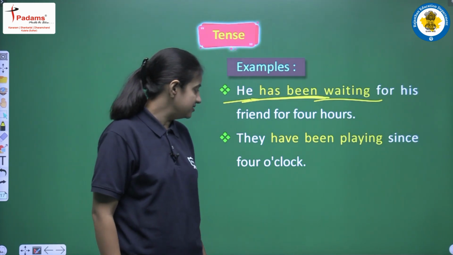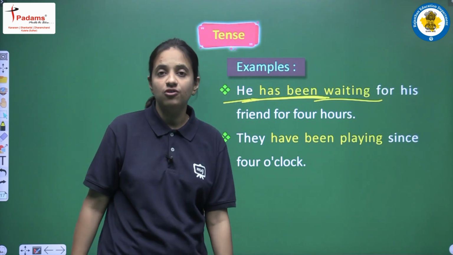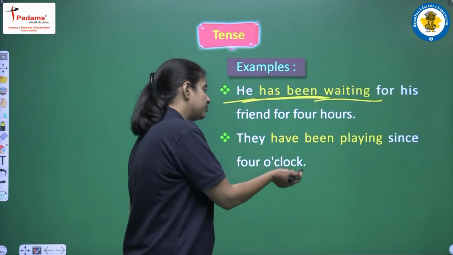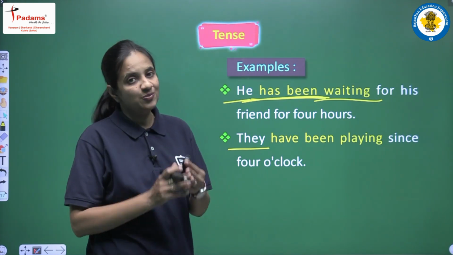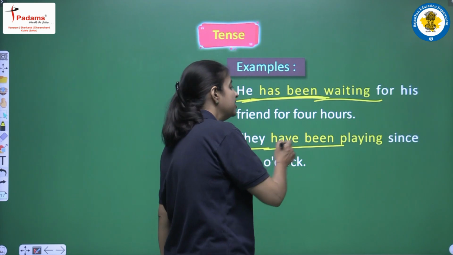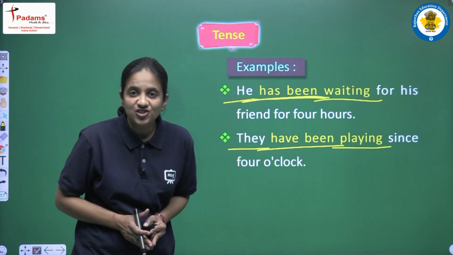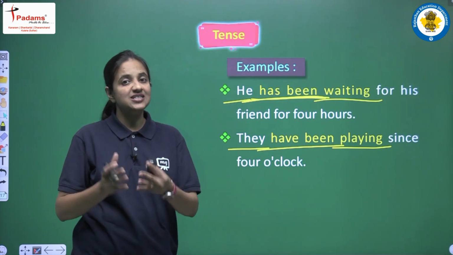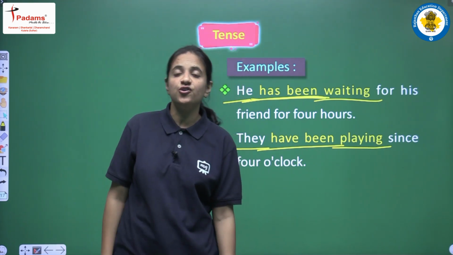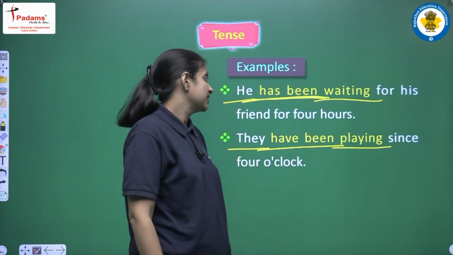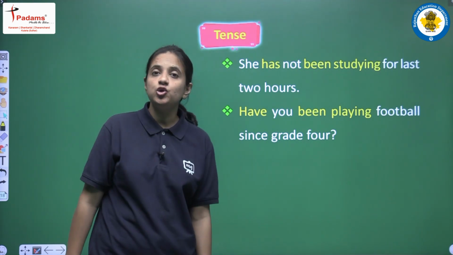Next sentence that is here is "They have been playing since 4 o'clock." Okay, so now again it's a positive sentence and now we are having "they", a plural subject. So for plural subjects we are using have been, and as a main verb we are having play and we are adding ing. So the new word that we are having is playing, and the sentence will be they have been playing since 4 o'clock. Clear?